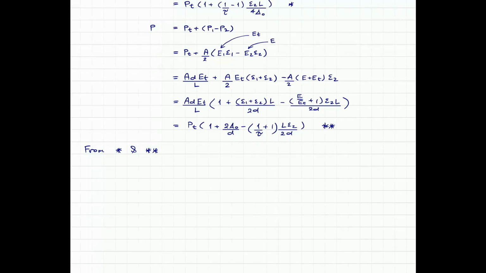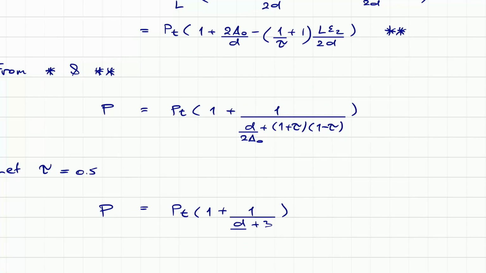And turns out the P is equal to PT times (1 plus 1 over D) 2 delta naught plus 1 plus tau, okay, 1 minus tau. So if we let tau be 0.5, our P turns out to be PT times (1 plus 1 over D) plus 3 divided by 2 delta naught.